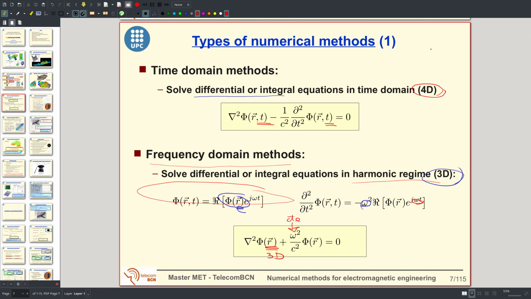But you can also obtain a time domain solution as a function of time. For example, here you would obtain the S11 coefficient as a function of time. Then you do a Fourier transform and obtain the S11 parameter as a function of frequency in the frequency domain. So you can also use a time domain method, obtain the solution as a function of time, Fourier transform, and then the solution as a function of frequency.